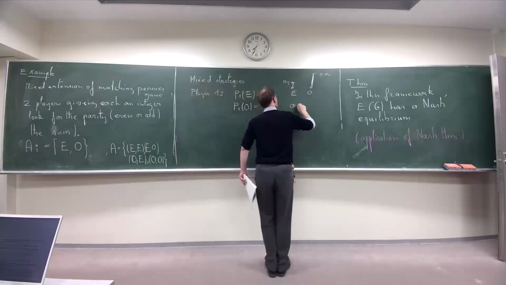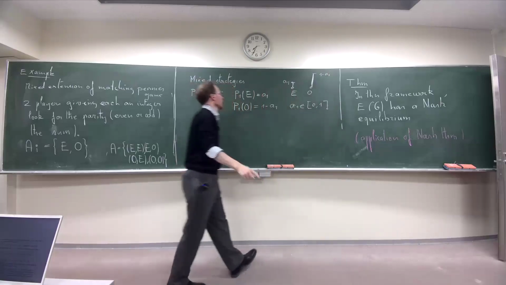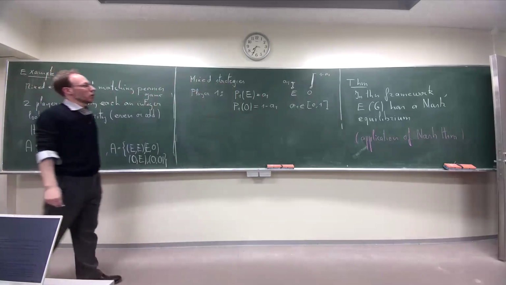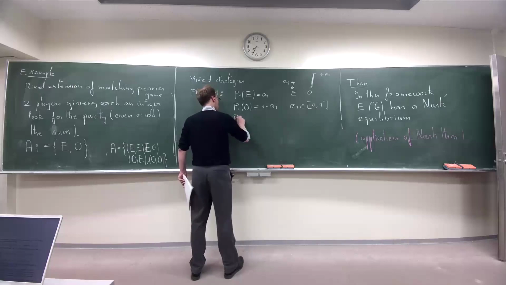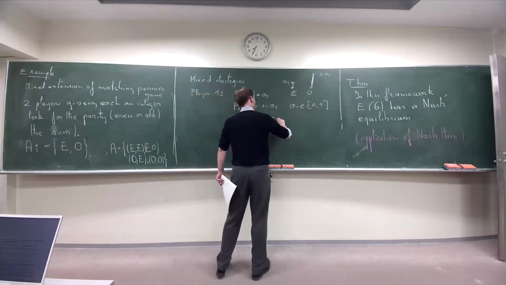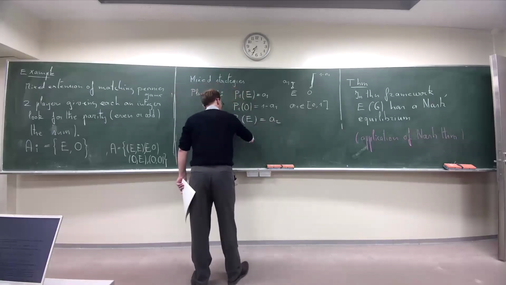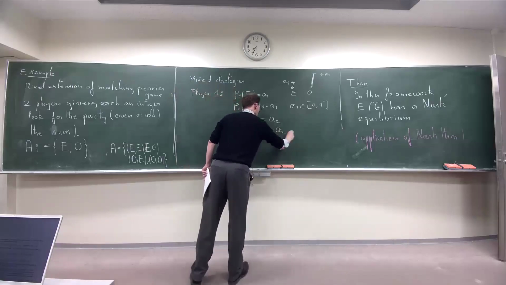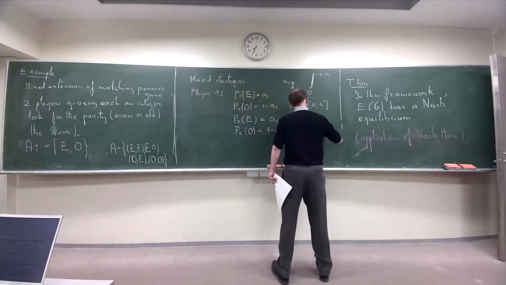And A1 is any number between 0 and 1. So the first player says, I suppose that it's going to be E with probability A1, O with probability 1 minus A1. And of course, the second player also has some freedom. So he says, oh no, it's going to be E with probability A2 and O with probability 1 minus A2. And again, A2 is any number between 0 and 1.